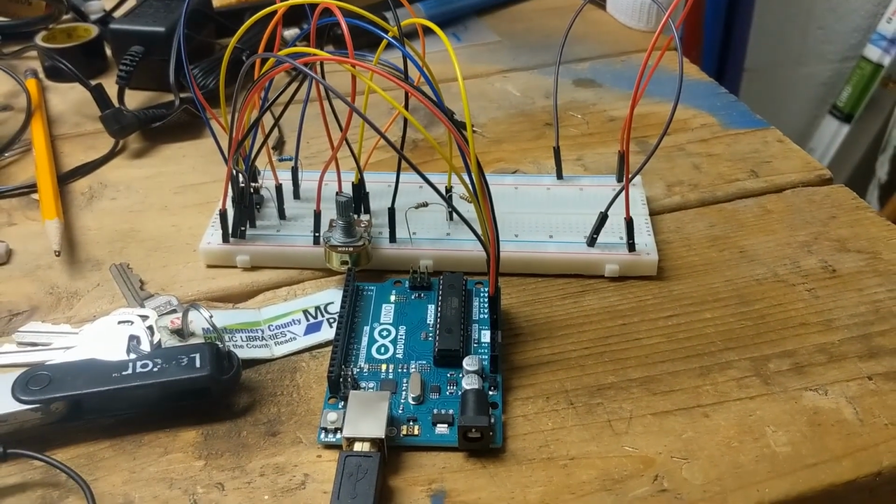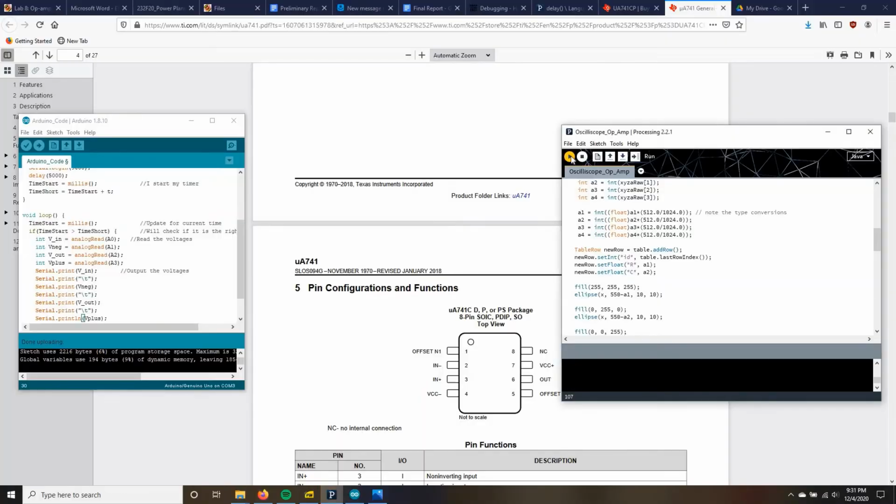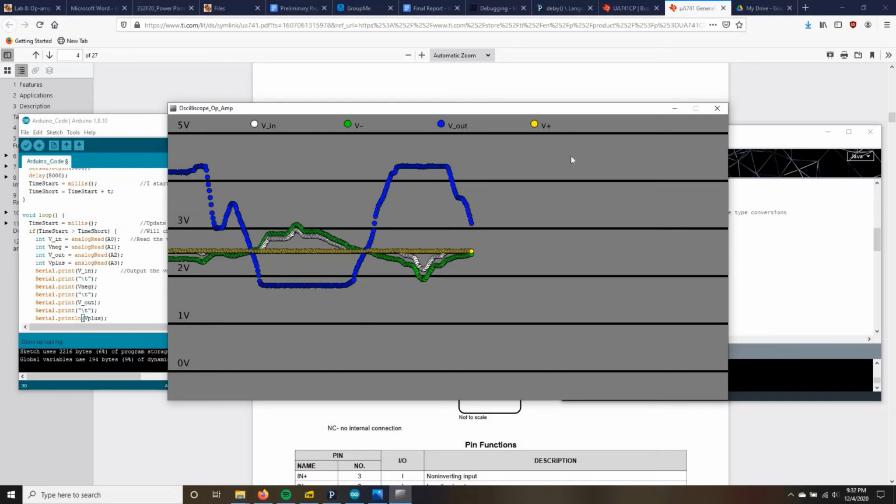This is my inverting op-amp circuit with a gain of -10. Now I'll show off my inverting op-amp with a gain of -10. In a moment, once the processing comes up, you'll be able to see that when I move the white dot, the blue dot moves in the opposite direction a much greater amount, and it's centered around 2.5 volts.